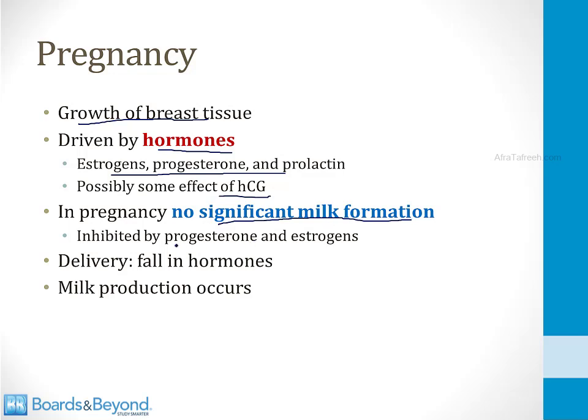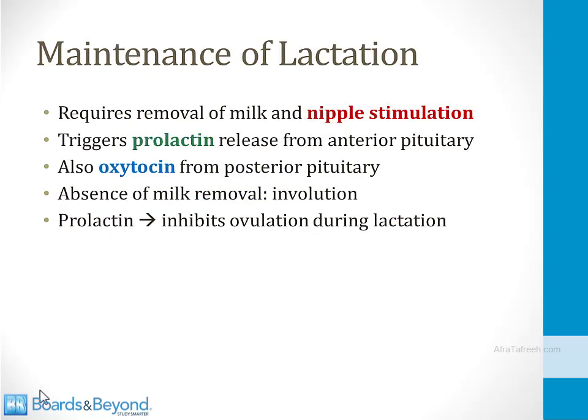So during pregnancy, progesterone and estrogens inhibit milk formation. They allow the breast tissue to grow in size, but they inhibit it from producing milk. After delivery, there's a fall in hormone levels, and this is when milk production begins to occur. And at this point, the breasts have grown in size, so they're ready to produce large quantities of milk for the baby that has just been born. So during pregnancy, the breast tissue grows in size, and after delivery, milk production begins.